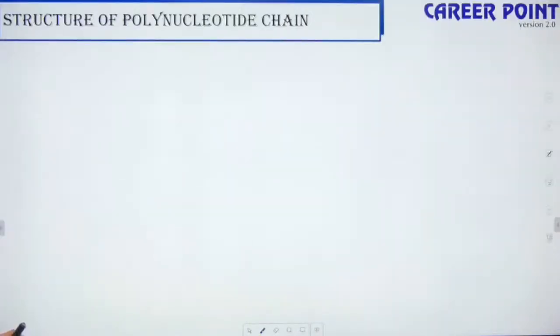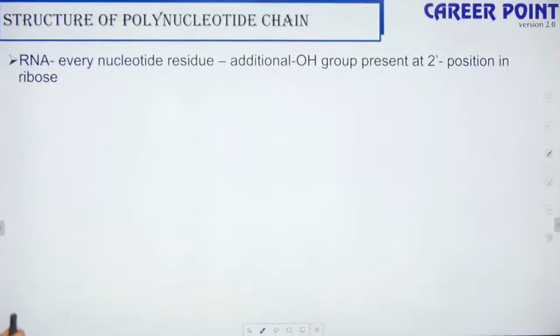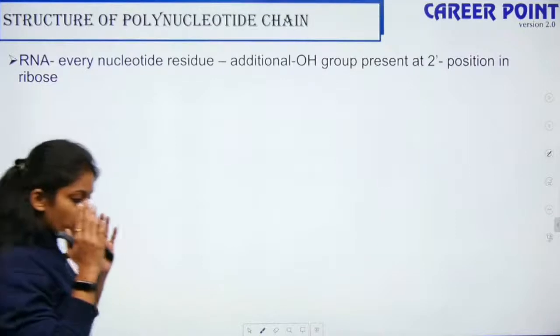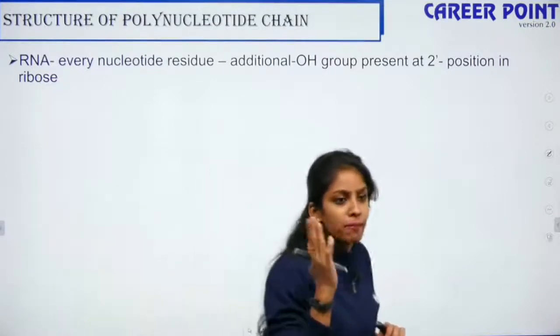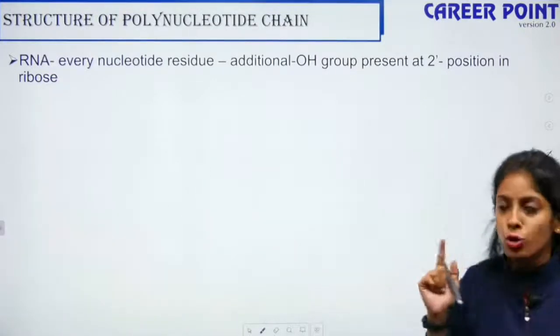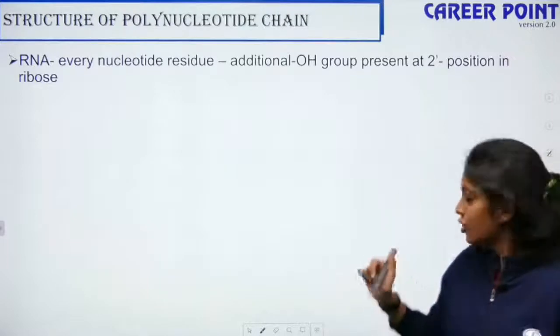So moving forward, here we go. In RNA, what is the difference? Okay. In case of your DNA, we have the 3' OH, right? The 2' carbon has only H.